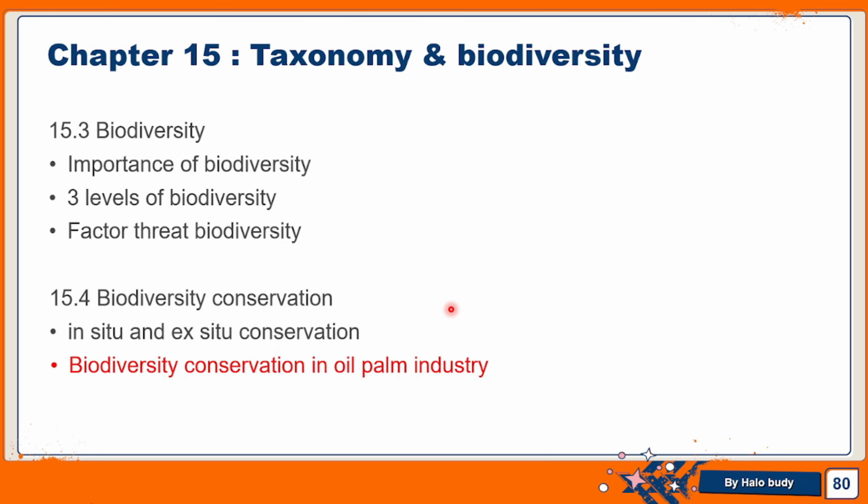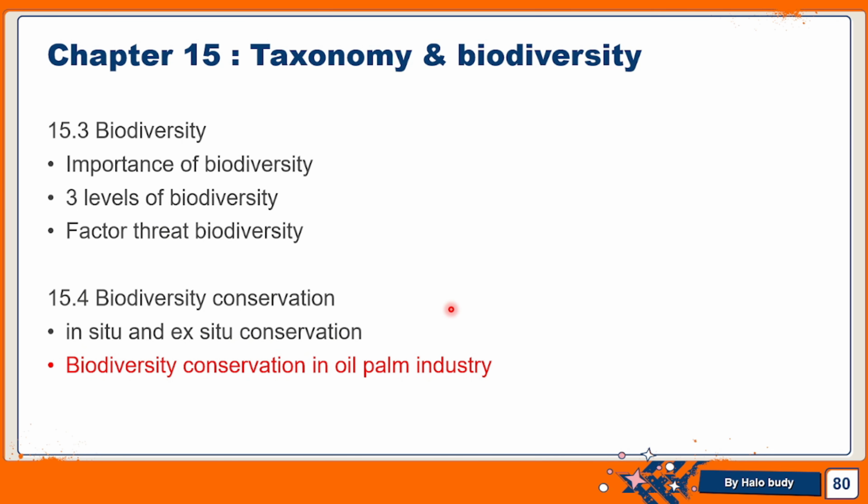Okay, next. This is just taxonomy. Now we go to biodiversity. So taxonomy and biodiversity are different. Taxonomy just wants to know the species, the organisms found in the world. Biodiversity includes not only species but also the environment, the levels of the environment. So why is biodiversity very important? You need to know 3 levels of biodiversity and the factors that can threaten the biodiversity.